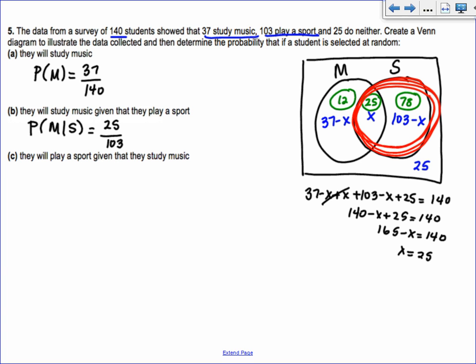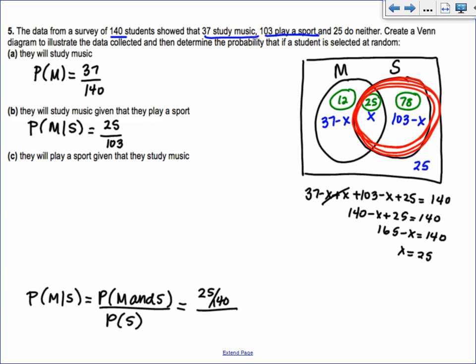Okay, if you did the formula, it would be fine. It would work out. You would have the probability that they study music and do a sport divided by the probability that they do a sport. It's just a little bit longer because these are probabilities, right? They're fractions. So the probability that they study music and play a sport would be 25 out of the total of 140. And the probability that they play a sport was 103 out of 140. And you know when you divide fractions, you flip the second fraction and multiply. So you see how you end up getting the same thing. You get 25 out of 103.